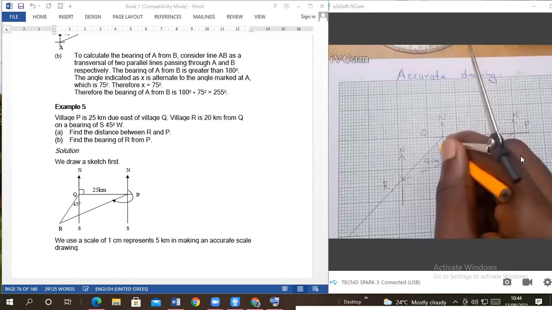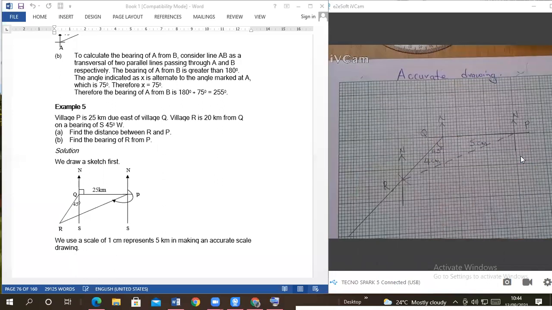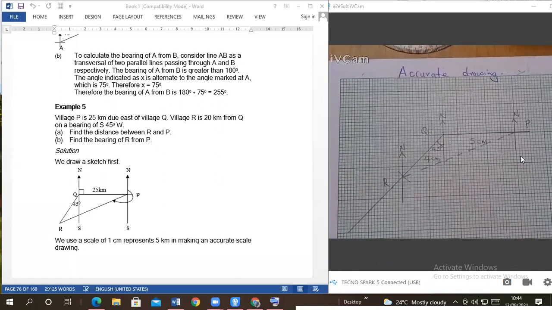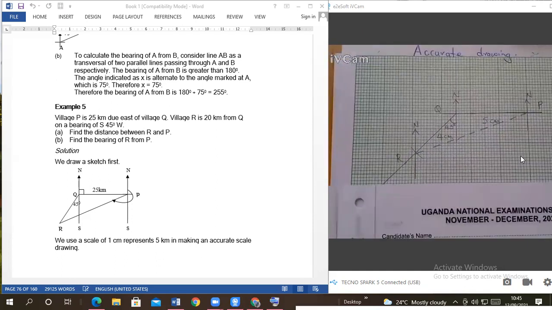Then come and put this angle here. This angle is 45 degrees. And make sure that you level the points. Do we all have that? Okay.